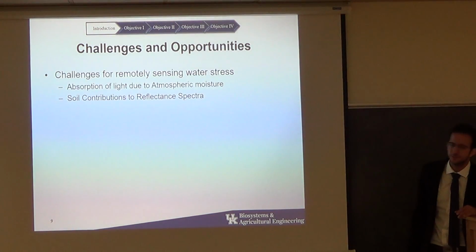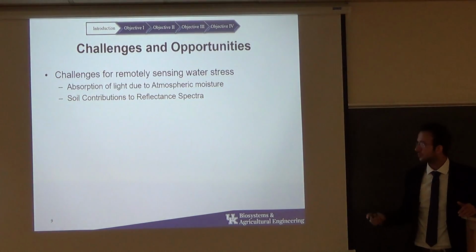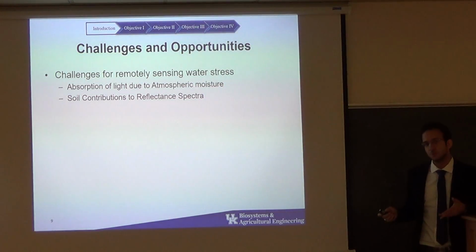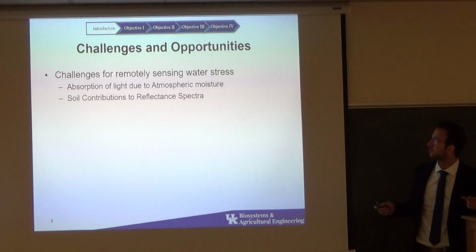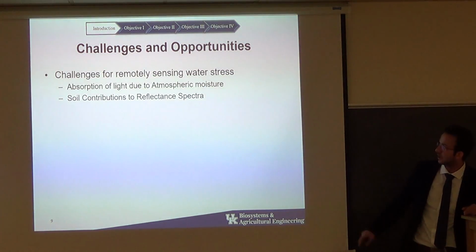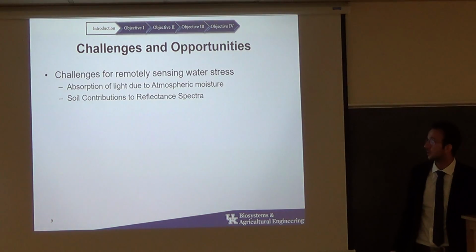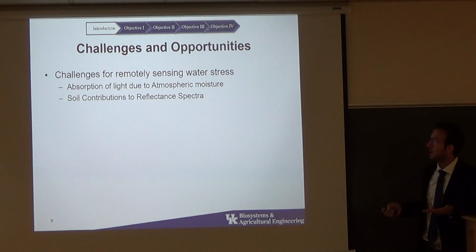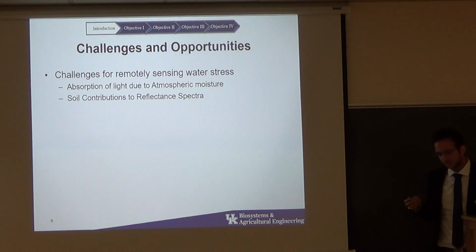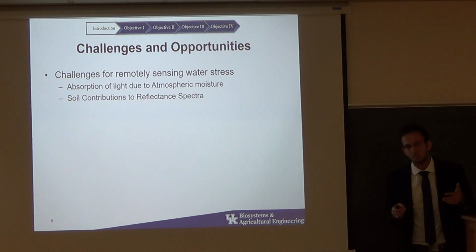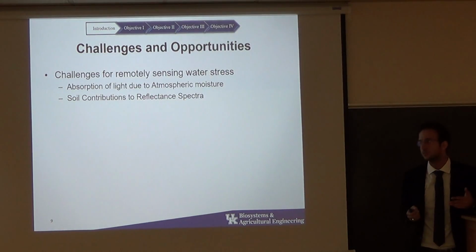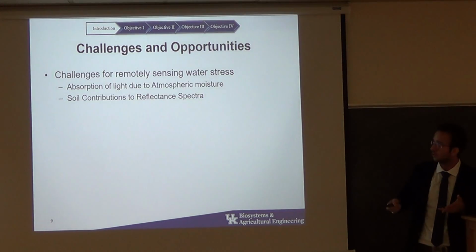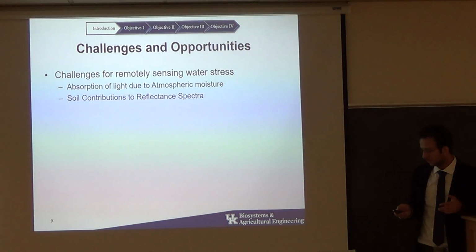There are challenges in remote sensing in agriculture corresponding to the traditional deployments like satellites and conventional aircraft. The first one is the absorption of light due to atmospheric moisture, and the second one is the soil contribution to the reflectance spectra, because in most applications the visual target is the crop canopy and not the soil, and the soil is considered noise.